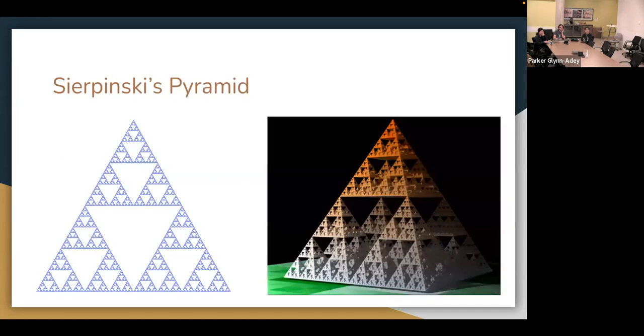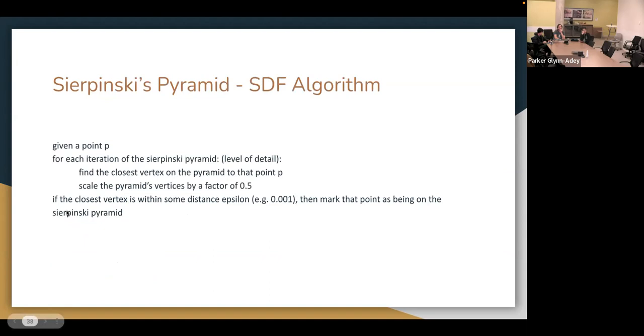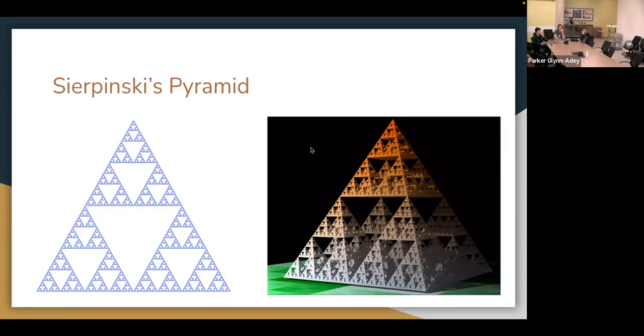Our first fractal that we will be studying is the Sierpinski pyramid, which is a 3D version of the Sierpinski triangle. Let's just look here at the Sierpinski triangle. We can see that it's created by taking the midpoints of this big triangle and making them into smaller triangles, and repeating that over and over again. Of course, this doesn't give us a signed distance function for our pyramid, but we can take advantage of how we use the midpoints to get an algorithm for finding the distance from any arbitrary point to your pyramid.